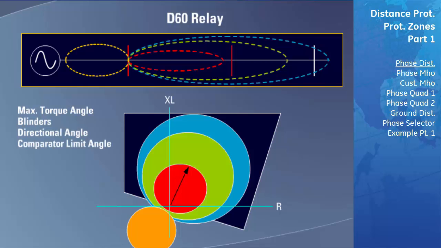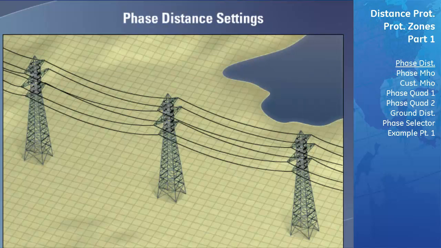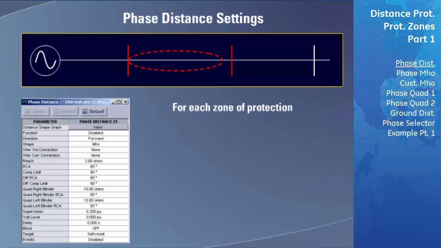Now we will cover all of the details needed to set up the shape and operating characteristics of all of your zones of protection. Let's start by looking at the phase distance element, which is used to detect phase-to-phase faults on the transmission line. For each zone of protection of the phase distance element, the following settings need to be made to tailor the zones of protection to fit your needs.